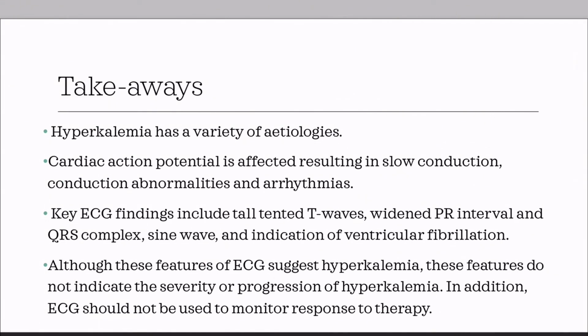So the major takeaways from this ECG tutorial are that hyperkalemia has a variety of etiologies, and as we discussed earlier, it could be because of increased potassium release from the cells or because of reduced potassium excretion in urine. So the cardiac action potential is the main affected feature, and this results in slow conduction, conduction abnormalities, and arrhythmias. The key ECG findings include tall tented T waves, a widened PR interval, and a wide QRS complex, which is greater than 120 milliseconds. And when QRS complexes become really wide, they present as sine waves. And there's also an indication of ventricular fibrillation, which eventually leads to asystole.